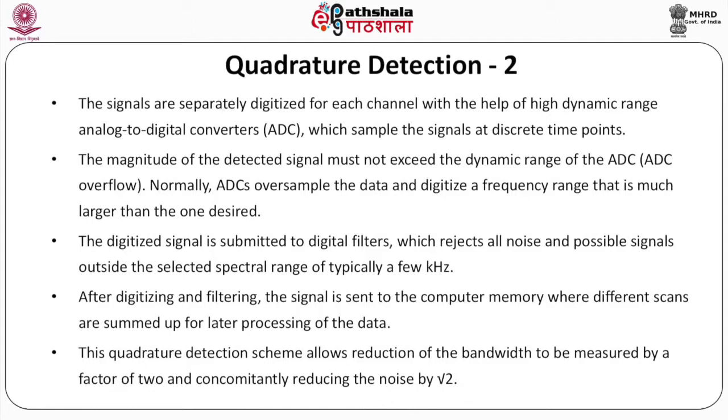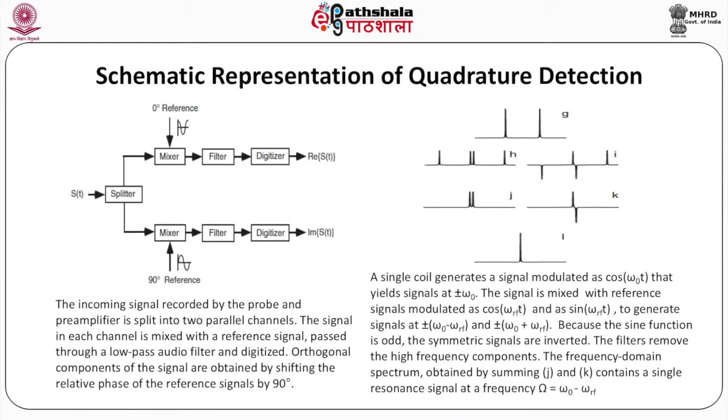This quadrature detection scheme allows reduction of the bandwidth to be measured by a factor of 2, and concomitantly reduces the noise by square root 2. So, here is the schematic representation of quadrature detection. First, let us see the hardware.